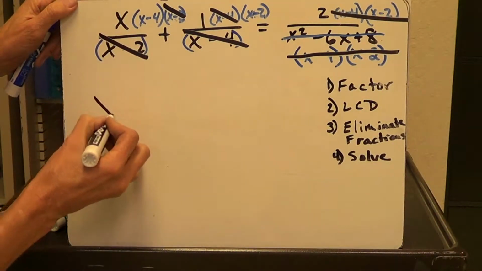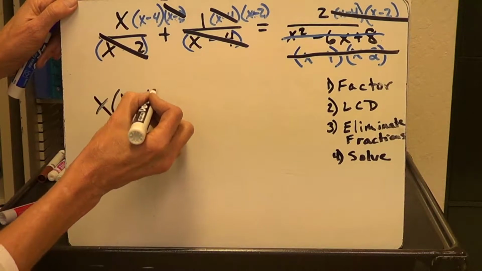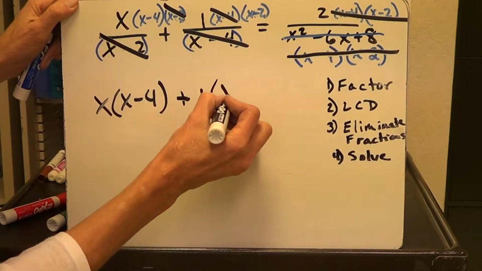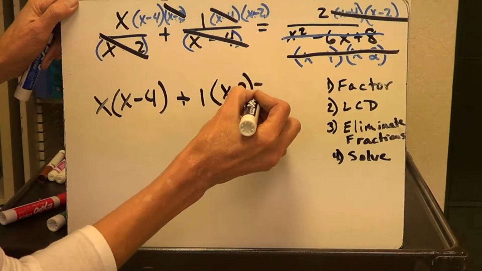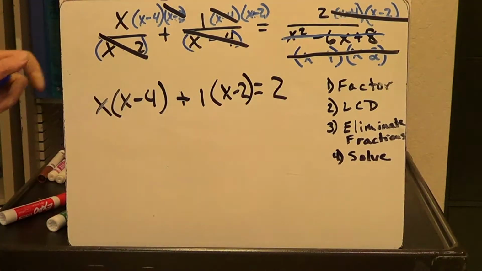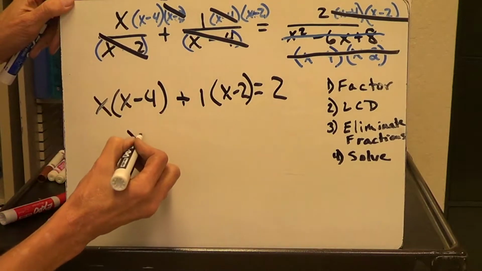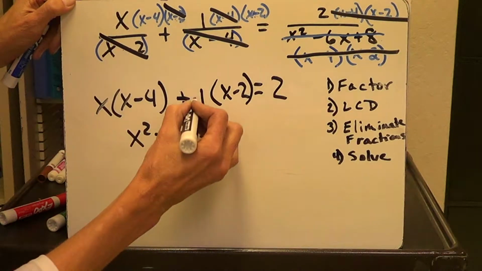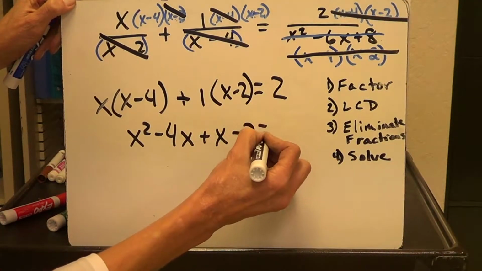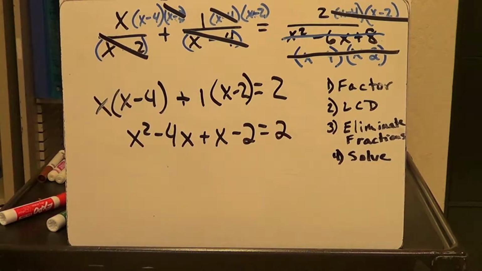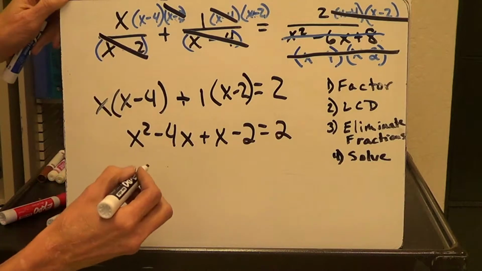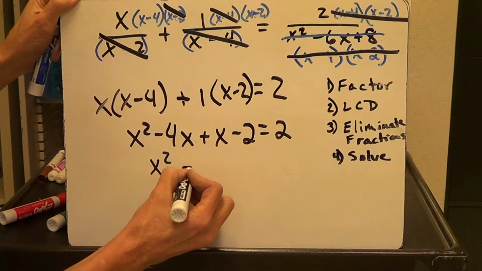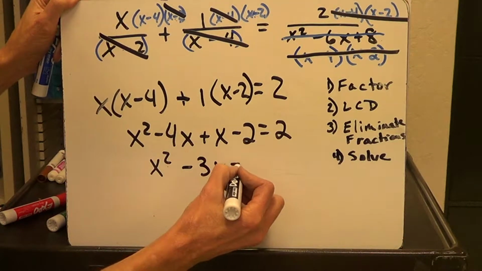Now we go ahead and we bring this down. X times x minus 4, that's all that was left here, plus 1 times x minus 2 equals 2. Distribute: x squared minus 4x plus x, 1 times negative 2, minus 2 equals 2. Okay? Combine our like terms. X squared, negative 4x plus x would be a minus 3x, minus 2.